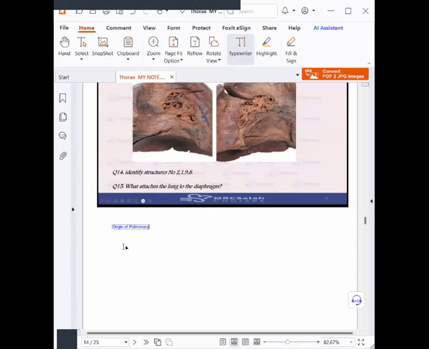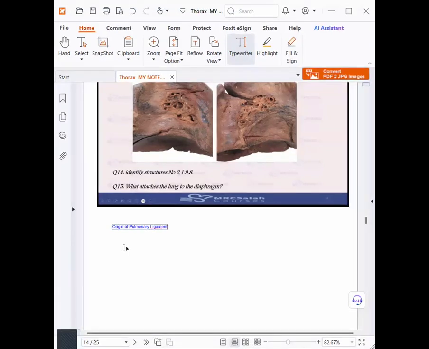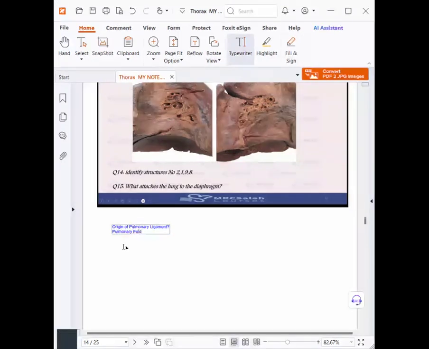And also, how many cusps in the pulmonary valve? Pulmonary, there will be 3. From the lecture, all the valves have 3 cusps except mitral, the bicuspid. Okay, the origin of the pulmonary ligament is the pleural fold. Yes, pleural fold.